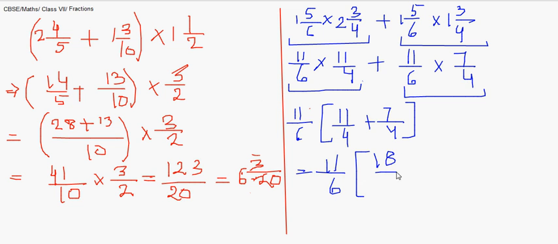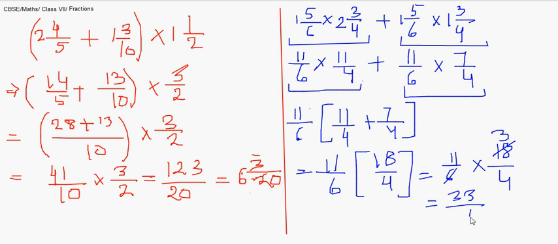So it is 18 over 4. So 11 by 6 multiplied to 18 over 4. Now let's see if anything gets cancelled. Yes, it's 3. So 11 times 3 is 33 over 4. You can convert this into a mixed fraction. 4 8s are 32, 1 over 4. This is our answer for this evaluation.